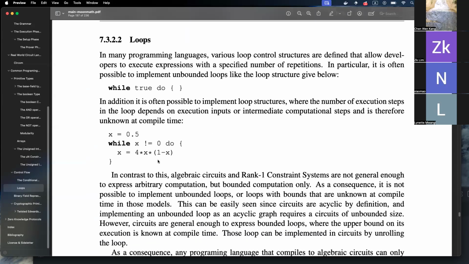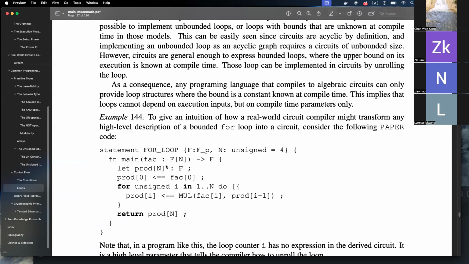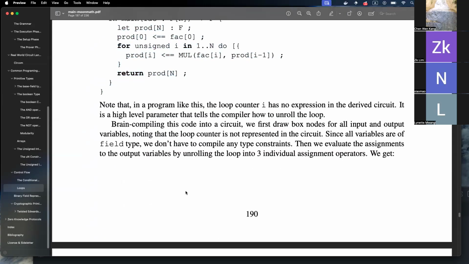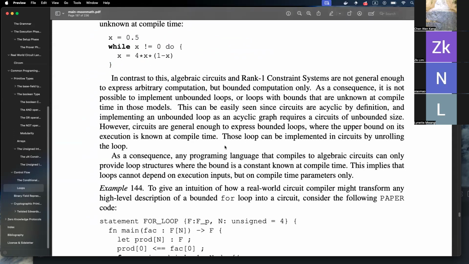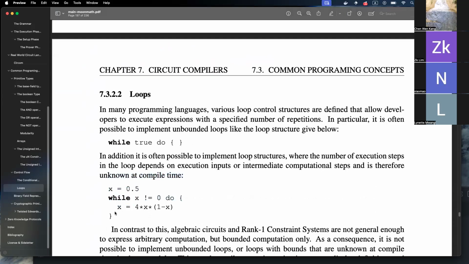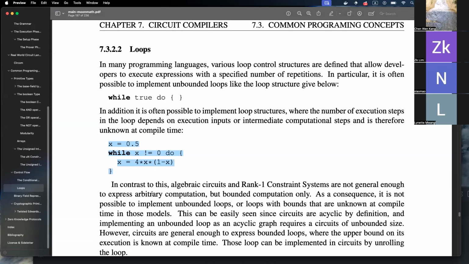Because R1CS and algebraic circuits generally can't really have undefined behavior. Of course, you can make it so that it's possible to write things like this, but when you compile it down to R1CS, you have to do some checks to ensure that some bounds are put on this. Or else this doesn't make sense, or you can't really generate a valid R1CS.